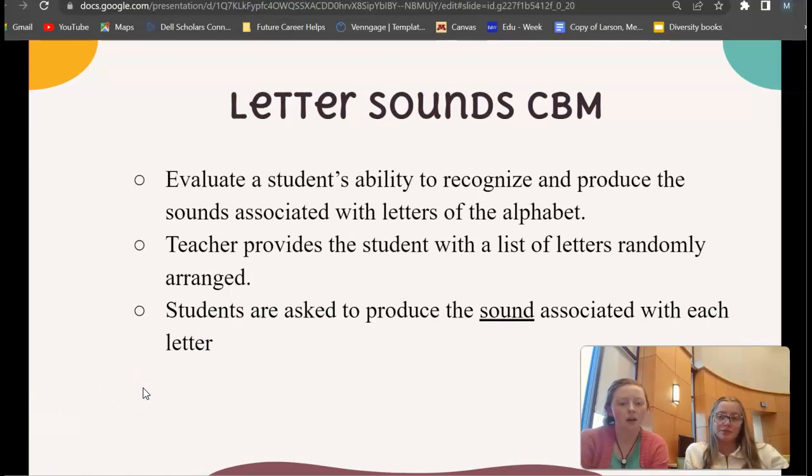Similarly, the letter sound CBM gives students a list of letters that are randomly arranged, except this time, students are asked to produce the sound associated with each letter. There will be the consonant letters, and then for vowels, most CBMs will also use the long vowel sounds and the short vowel sounds.